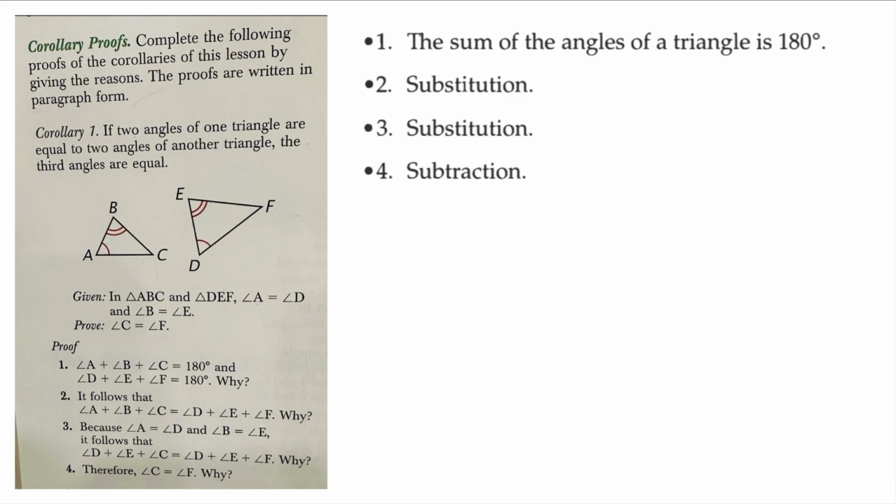Now number 3: because A equals D and B equals E, it follows that D plus E plus C, so these are our angles D, E, and the C unknown. Well, we could find it out, right? And then D plus E plus F. D, E, F equal the same thing. And why? Substitution. What we just figured out up in number 1, we're substituting for that. And then therefore C equals F.